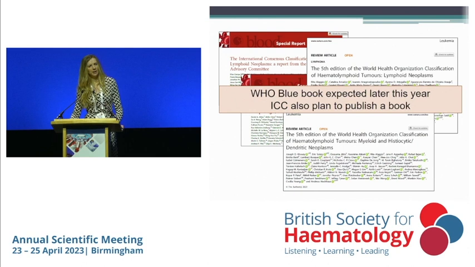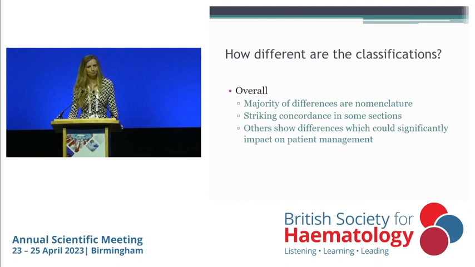There is also a plan for the ICC to be published in book form, but I'm not aware of a date for that. So how different are these classifications? Overall, the majority of the differences are nomenclature. There is striking concordance in some of the sections. If you read some of those, you could be fooled into thinking that they've been written by the same person. But there are other areas where there are differences which could significantly impact on patient management.